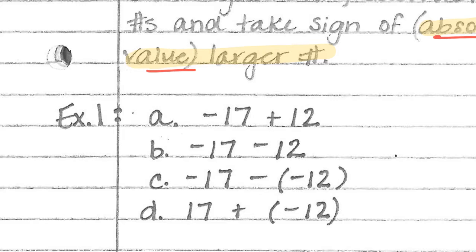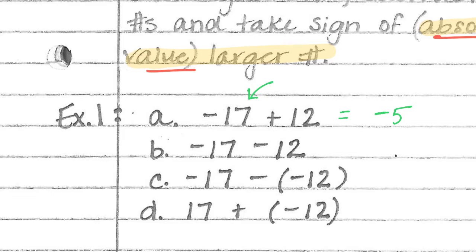All right, let's look at example 1. Example 1 says negative 17 plus 12. We are going to take the sign of the larger number and subtract. 17 minus 12 is 5. So negative 17 plus 12 is negative 5. All right, letter B.